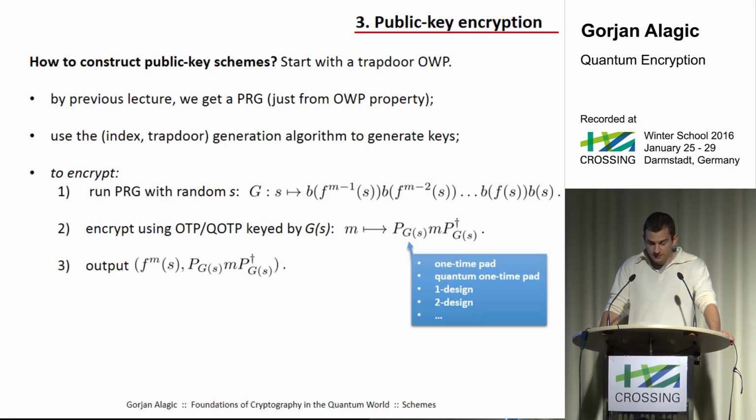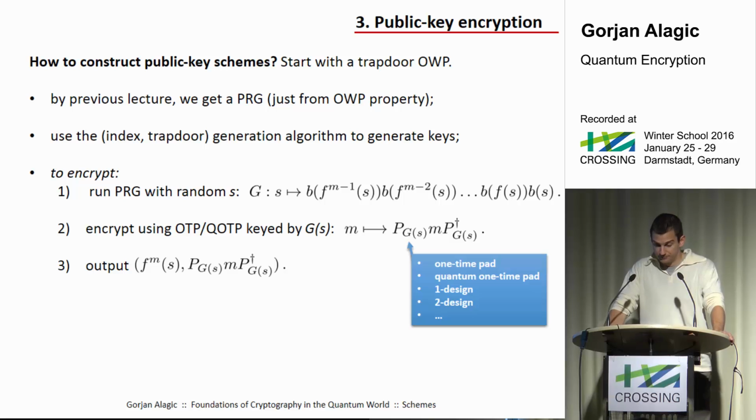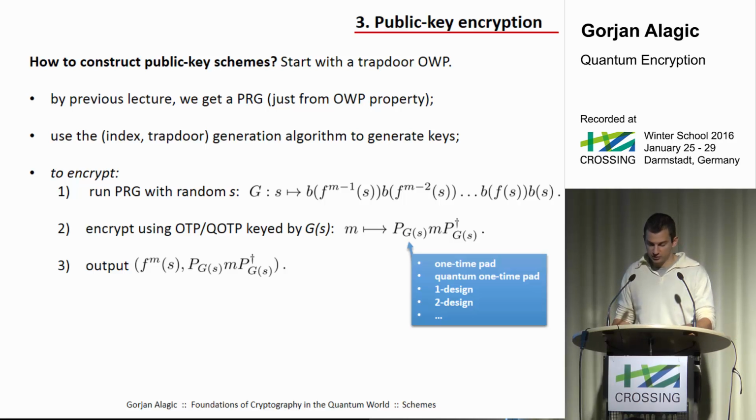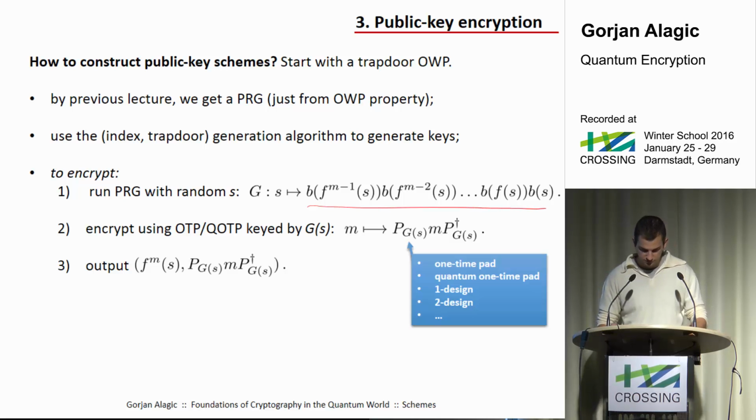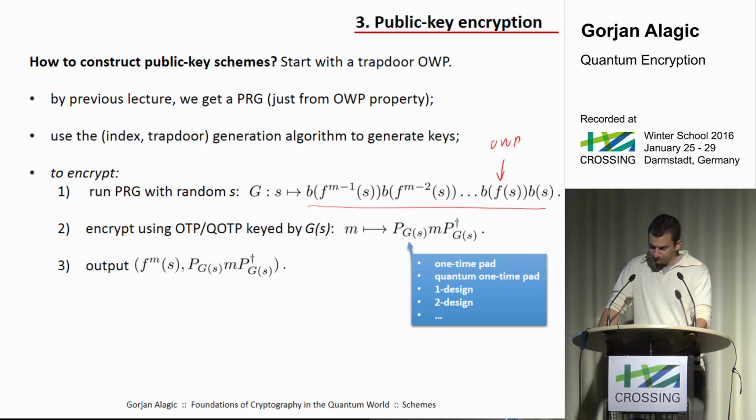And now to encrypt, we're going to use the pseudorandom generator. We're going to run the pseudorandom generator with random input S. Recall what the pseudorandom generator looks like. I used the Goldreich-Levin construction here, where F is the one-way permutation. As you recall, the one-way permutation has some hardcore bit B, and we can evaluate this at the seed and then run the permutation over and over again to get more random bits.